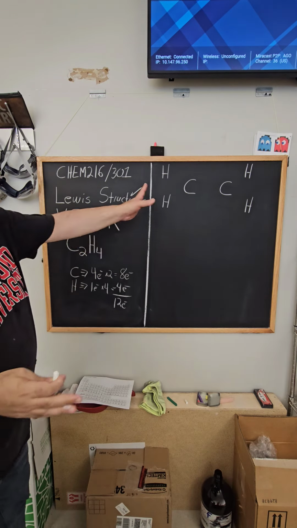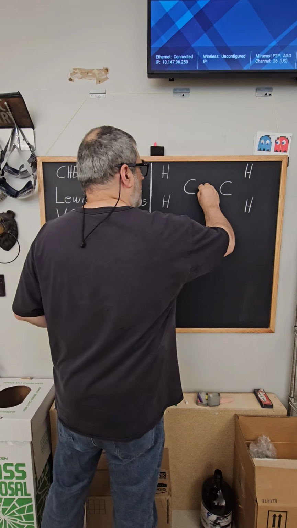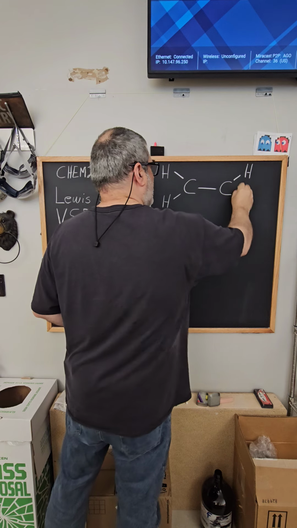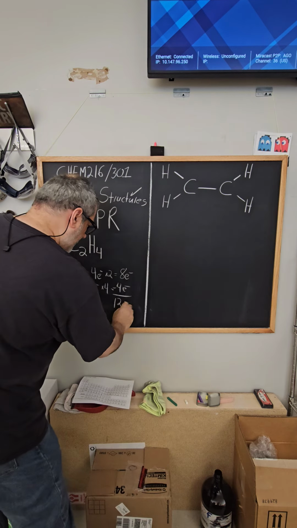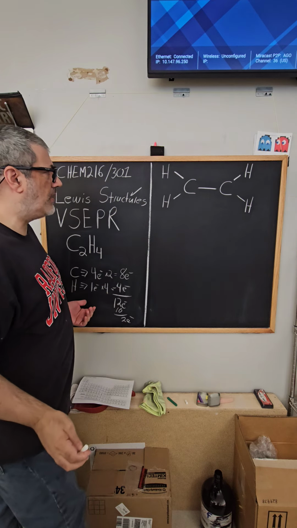Now what do we need to do? We need to connect all the atoms with single bonds. So the order doesn't matter. So 2, 4, 6, 8, 10. Okay. Well, we're left over with 2 electrons.